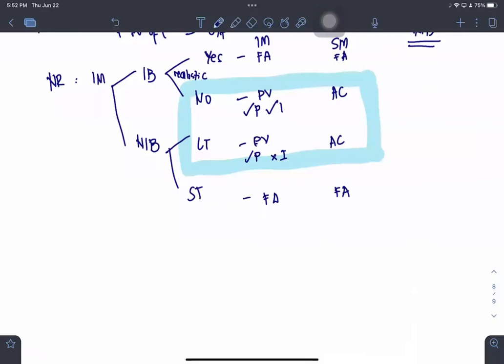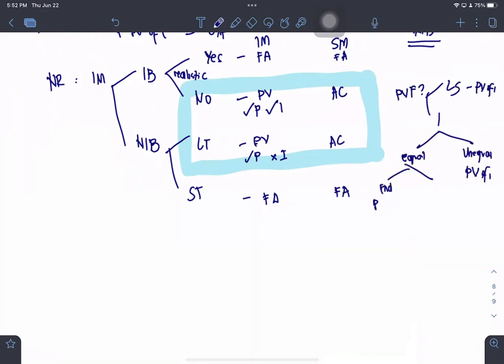And how do you determine the present value factor? Again, you just need to determine whether it is lump sum or installment. For lump sum, PV of 1. For installment, you need to determine whether it is equal or unequal. If unequal, it is still PV of 1. If equal, if made at the end, use PV of ordinary annuity. If made at the beginning, use PV of annuity due. So that is for initial measurement.